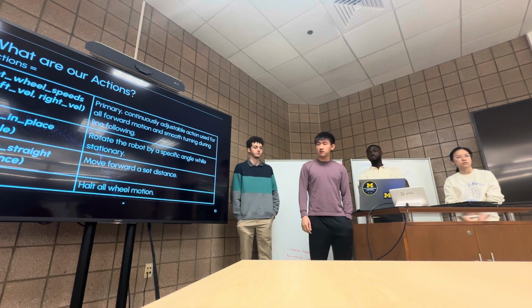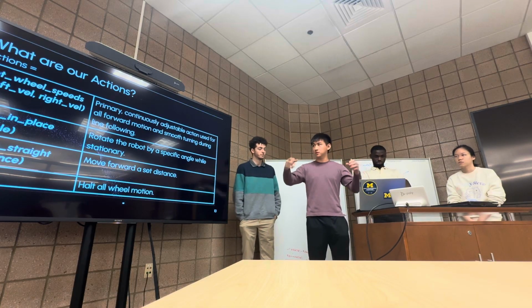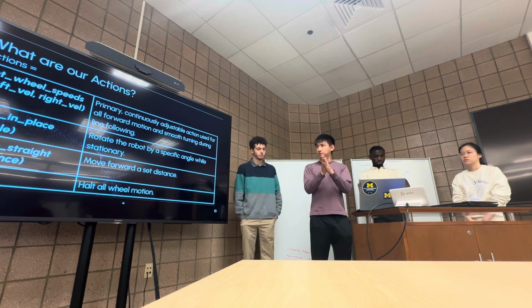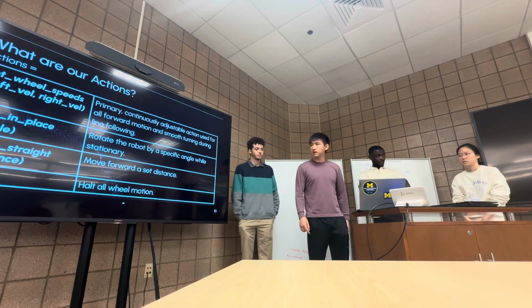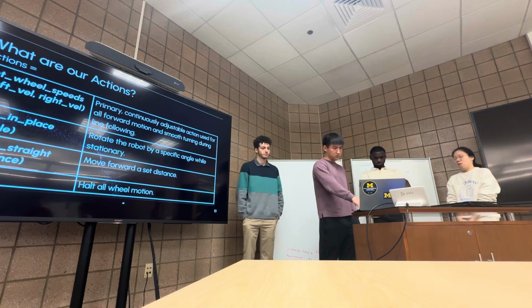For actions, we'll have set wheel speeds, where we'll be able to set the left wheel speed and the right wheel speed independently. We'll have a turn in place, where we turn some set angle based on our wheel size. We'll have move straight distance, and then stop, which stops the robot.